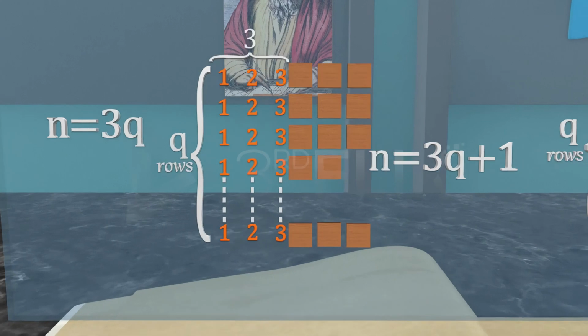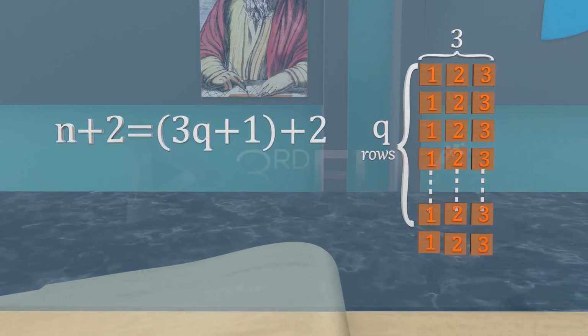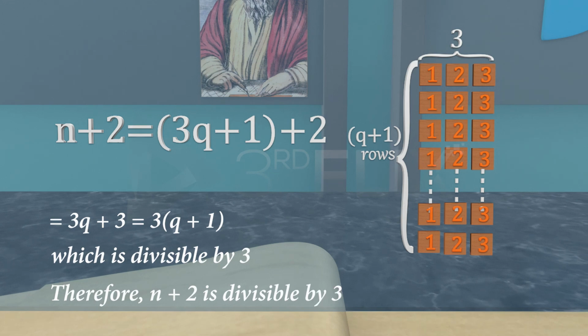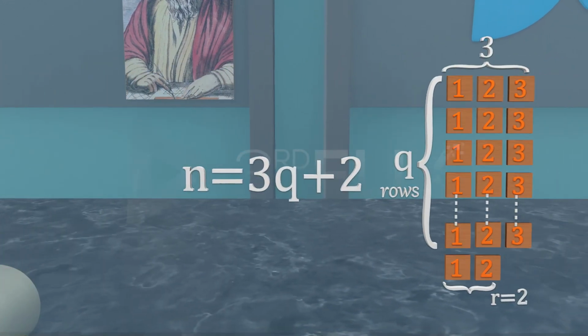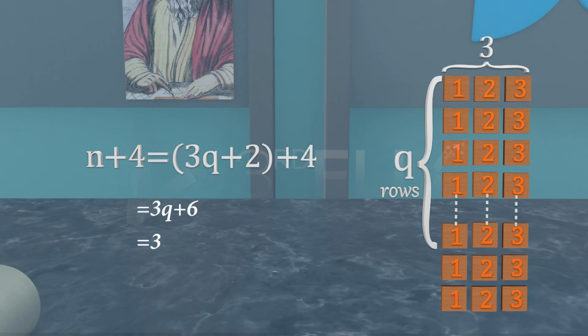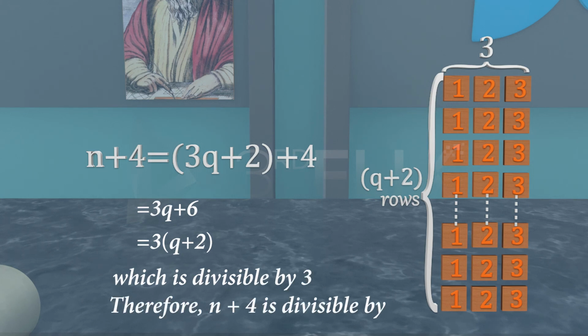If n equals 3q plus 1, then n plus 2 equals 3q plus 1 plus 2 equals 3q plus 3, which is equal to 3 into q plus 1, which is divisible by 3. Therefore, n plus 2 is divisible by 3. If n equals 3q plus 2, then n plus 4 equals 3q plus 2 plus 4 equals 3q plus 6, which is equal to 3 into q plus 2, which is divisible by 3. Therefore, n plus 4 is divisible by 3.